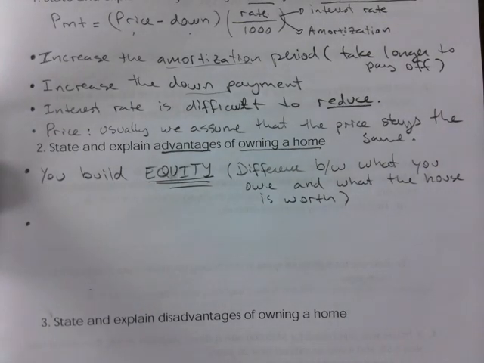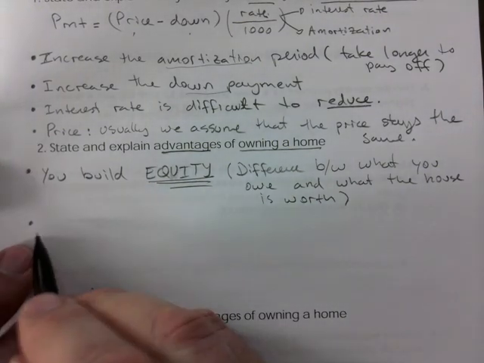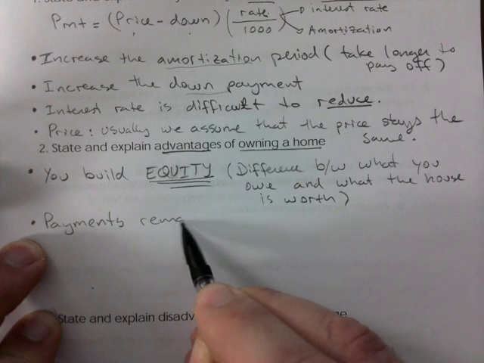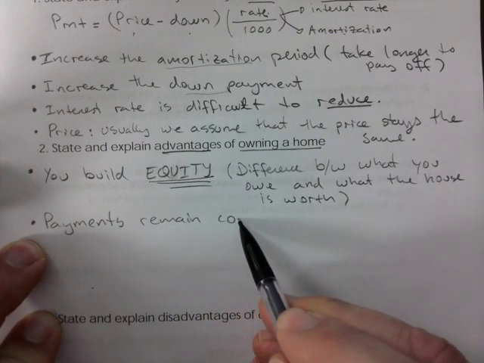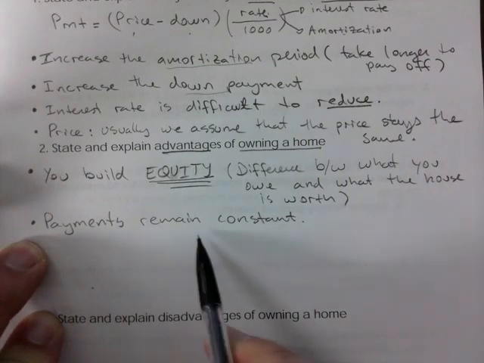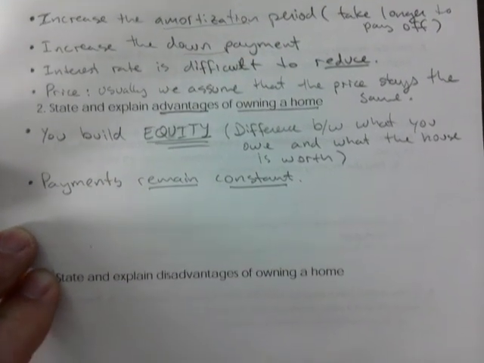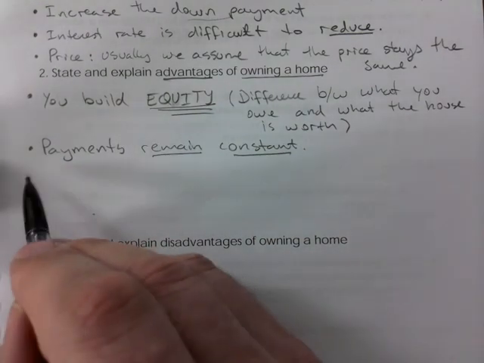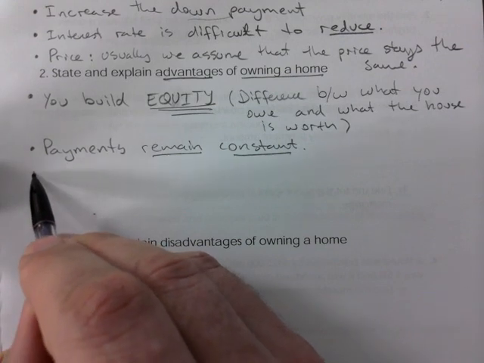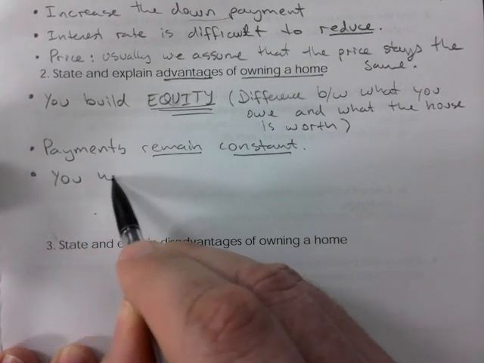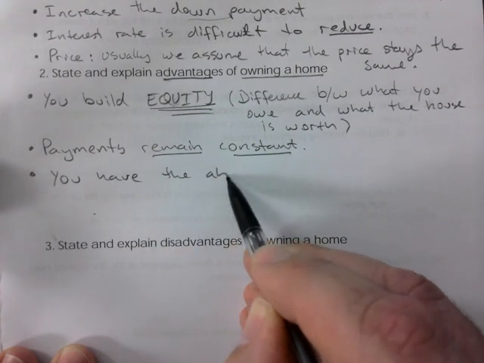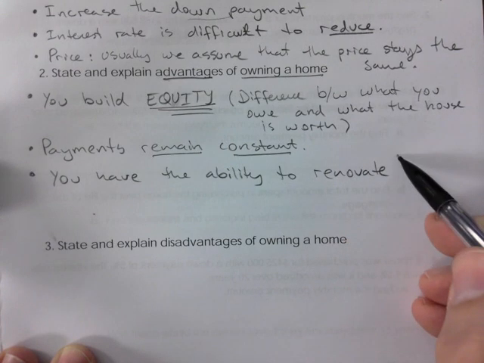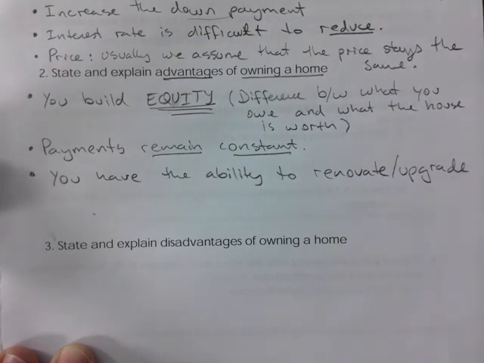Payments remain constant, right? They're basically, at least over a 5-year stretch, not going to change. It's going to stay put, right? You have the ability to renovate or upgrade. You can't do that when you're renting, right?